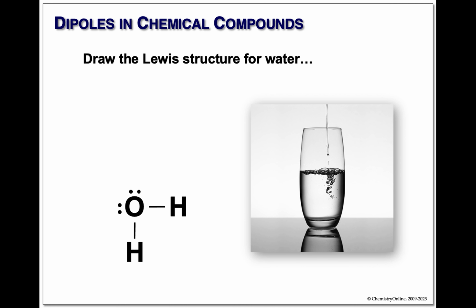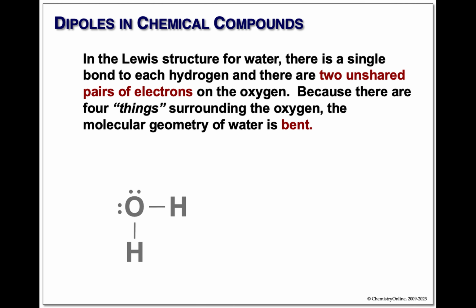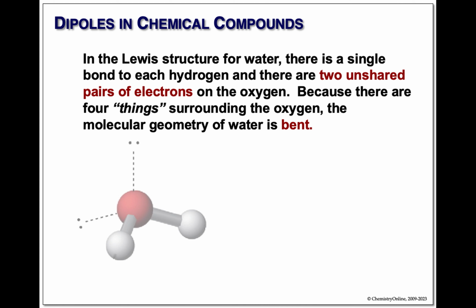Now, you might sit there and say to yourself, okay, that makes sense, but why are these drawn at right angles? Well, they're drawn at right angles because really this is a better representation of what water really looks like. Water really looks something like this. Oxygen in the middle, we have our 2 hydrogens, and we have 2 unshared pairs of electrons.